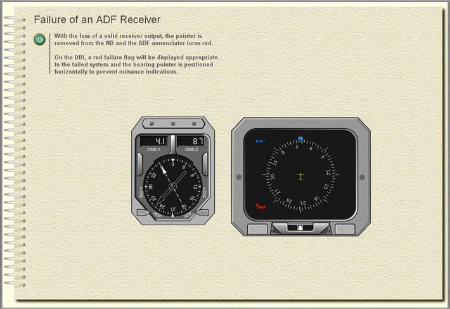Failure of an ADF receiver. With the loss of a valid receiver output, the pointer is removed from the ND and the ADF annunciator turns red. On the DBI, a red failure flag will be displayed appropriate to the failed system, and the bearing pointer is positioned horizontally to prevent nuisance indications.